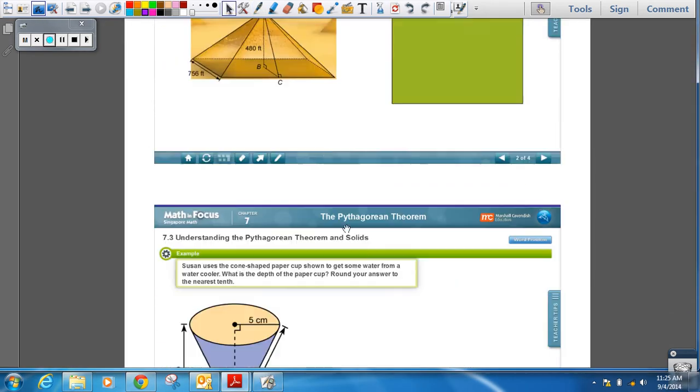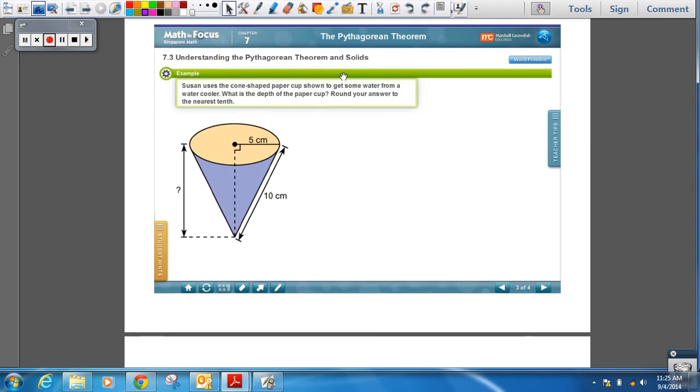Our next one is dealing with a cone. It says Susan uses the cone-shaped paper cup shown to get some water from a water cooler. What is the depth of the paper cup? Round your answer to the nearest tenth. By depth, it means this. It can be drawn on the outside or on the inside. Either way, it means the same.